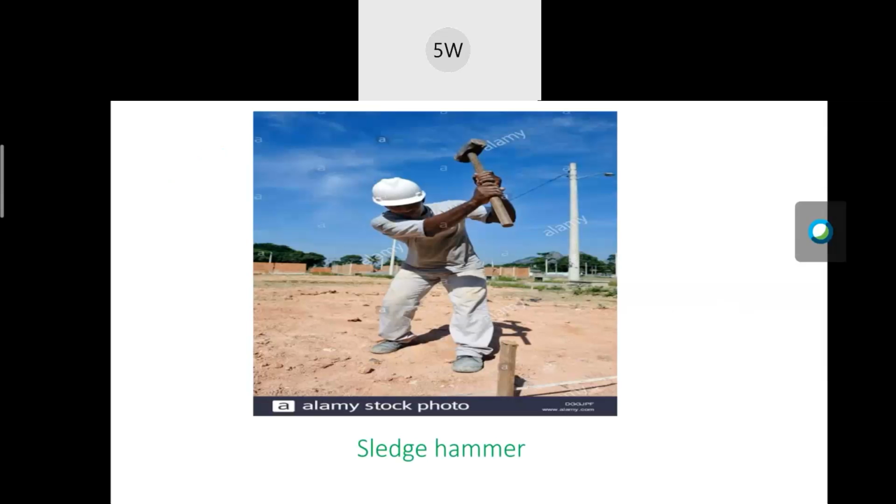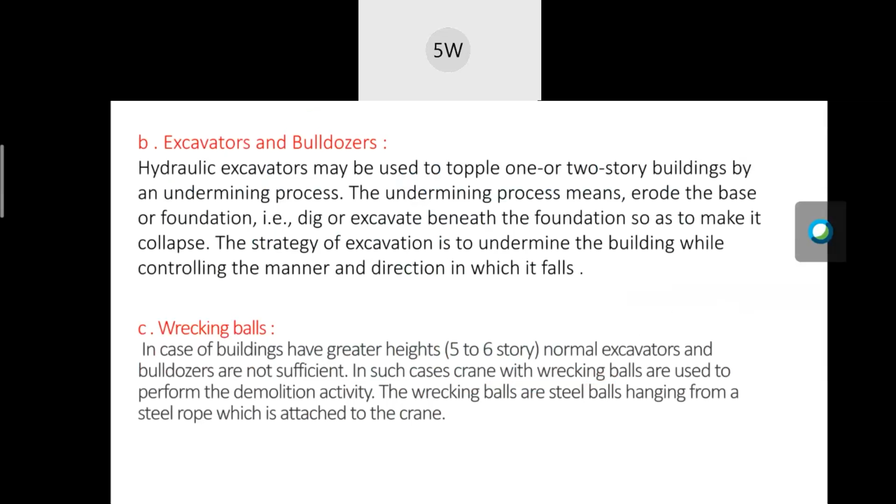Second one is excavator and bulldozer. Hydraulic excavator may be used to topple one or two-story buildings by an undermining process. The undermining process means to erode the base or foundation, that is, dig or excavate beneath the foundation so as to make it collapse. The strategy of excavation is to undermine the building while controlling the manner and direction in which it falls.